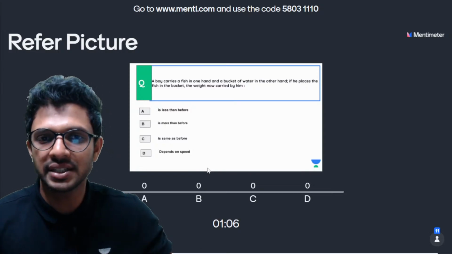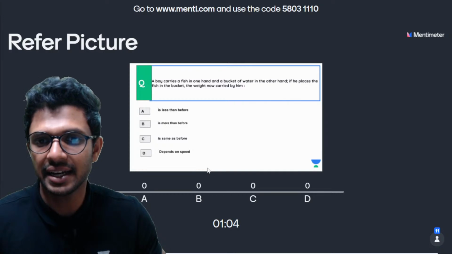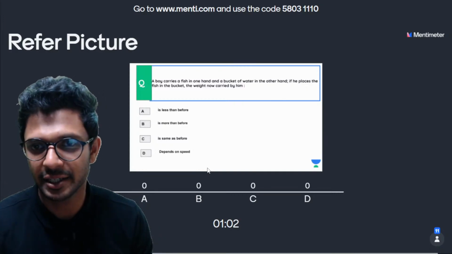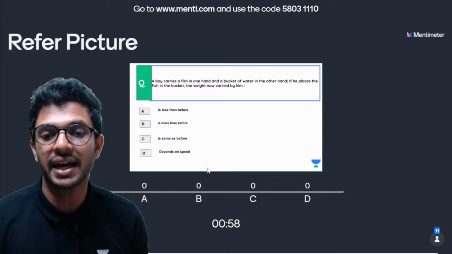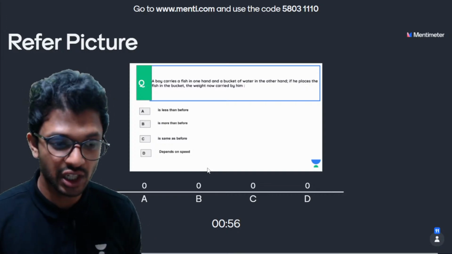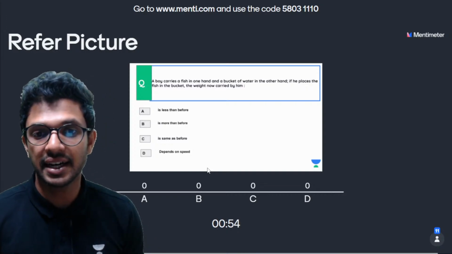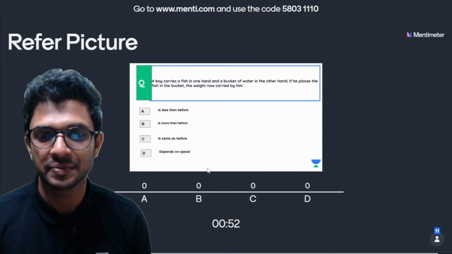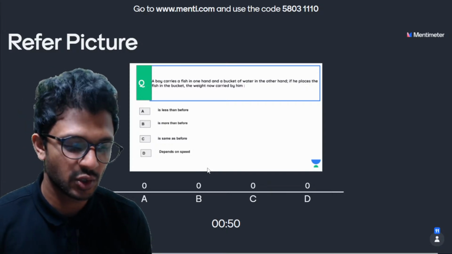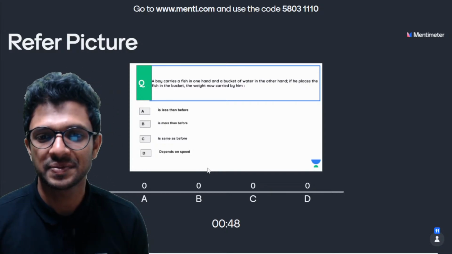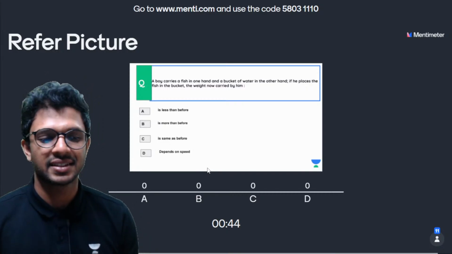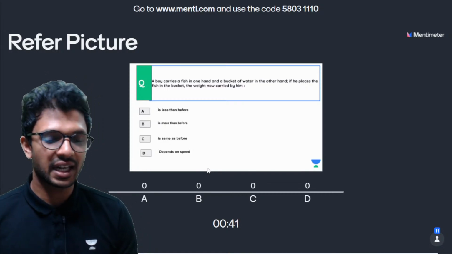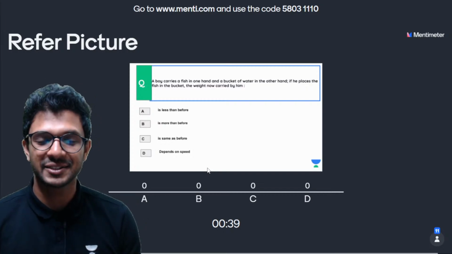What is happening? A boy is carrying a fish in one hand and a bucket of water in the other hand. If he places the fish in the bucket, will there be any change in the weight now carried by him? Options: less than, greater than, same, depends on speed. So you all can tell me the answer. Time is running out and this is the last question.